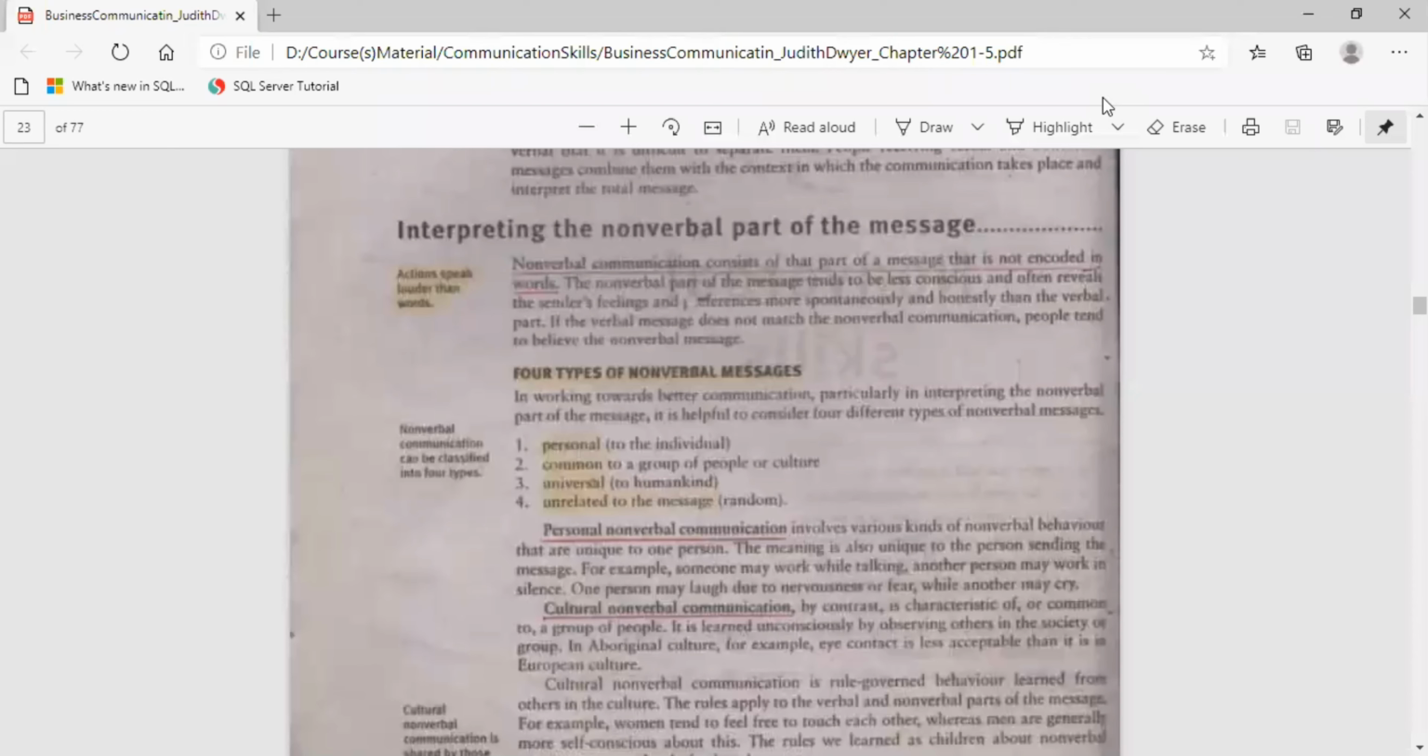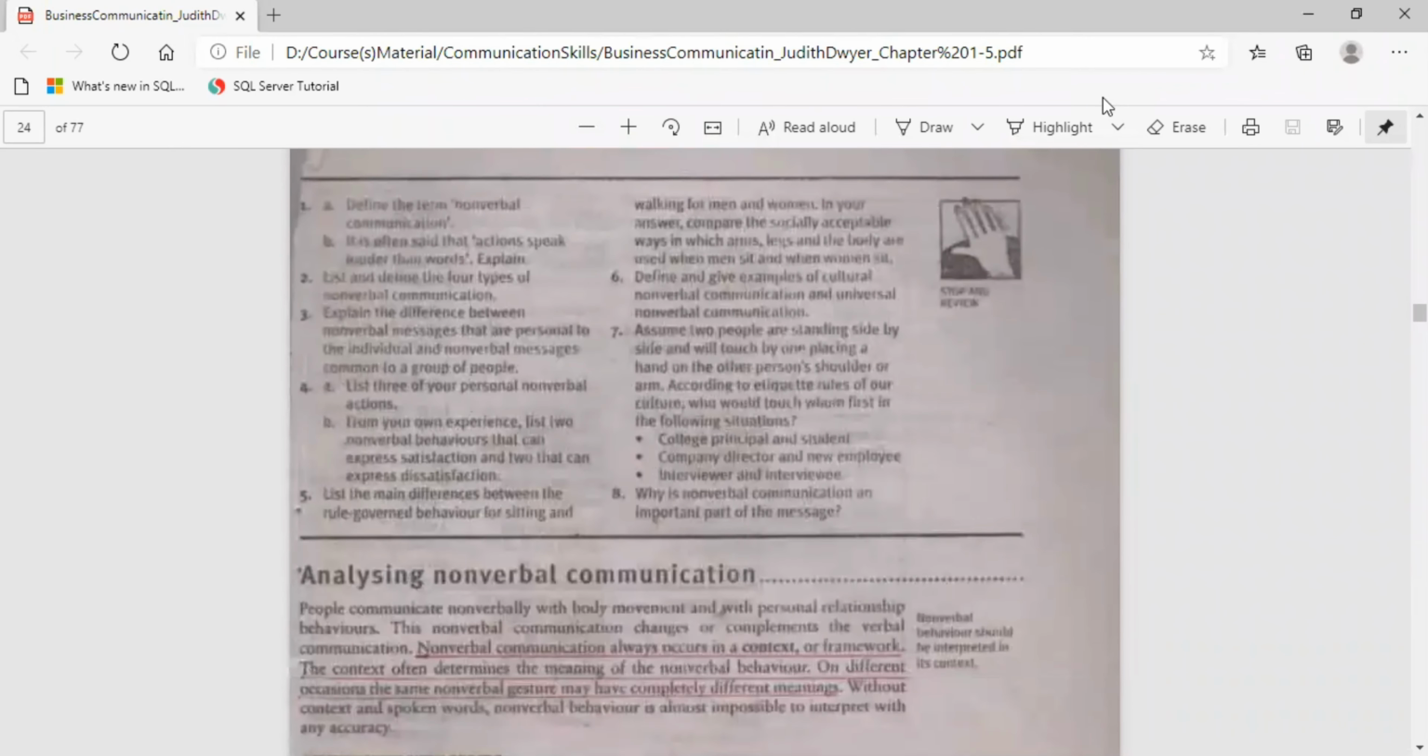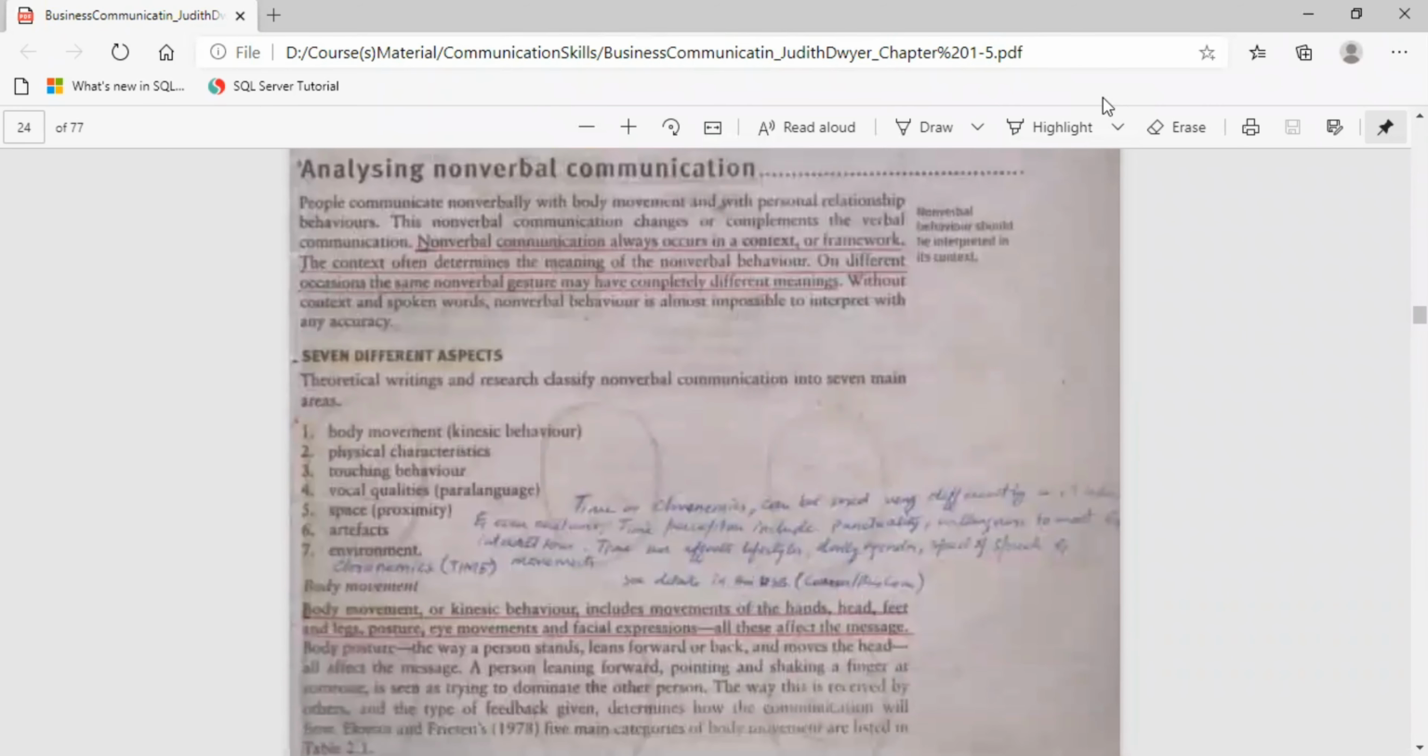So let's start. We have discussed that nonverbal communication consists of that part of the message that is not encoded in the form of words. And there are different types of the nonverbal messages as well. And we have discussed this content. So let's move towards the content that we'll be discussing today. And that is analyzing the nonverbal communication.